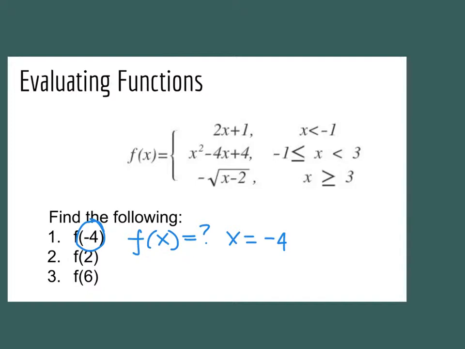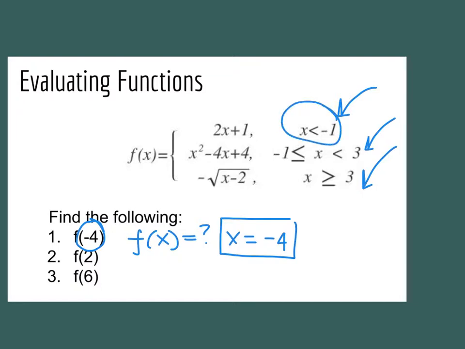Since we are working on a piecewise function, we have to consider strictly the given number. So negative 4, you have to check under which interval will the negative 4 fall. That means we have to select x less than negative 1 because negative 4 is less than negative 1. So to evaluate f of negative 4, you have to select 2x plus 1.